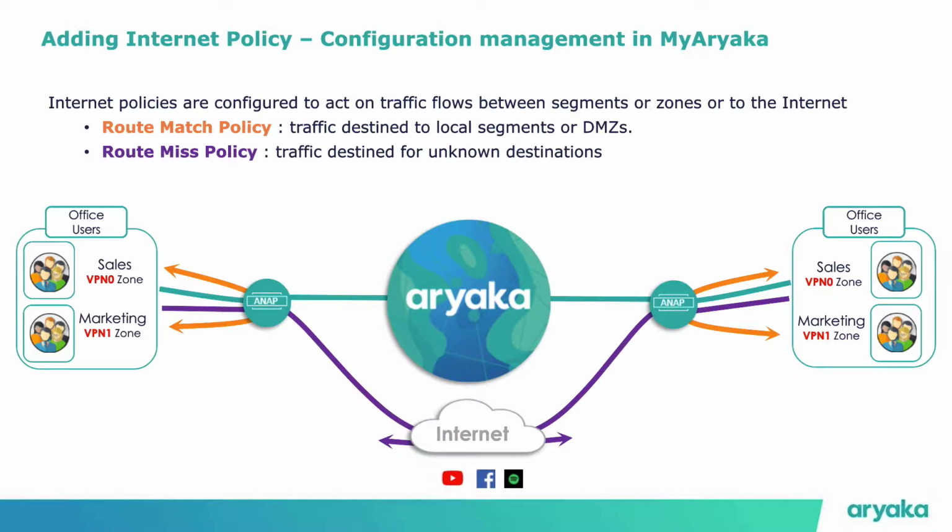There are two types of Internet policies: route match policies, which are configured to process traffic destined for local segments or DMZs, and route miss policies, configured to process traffic destined for unknown destinations, that is, any destination with a prefix that is not in any of the routing tables on the site. If any traffic flow misses all routing table lookups, it defaults to the route miss policy list.